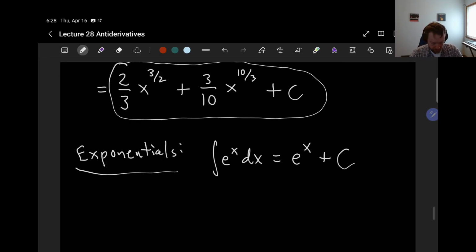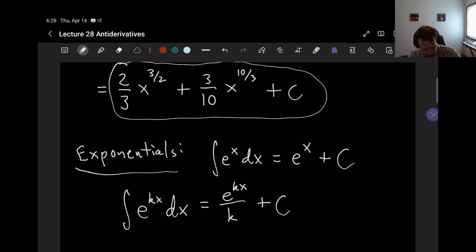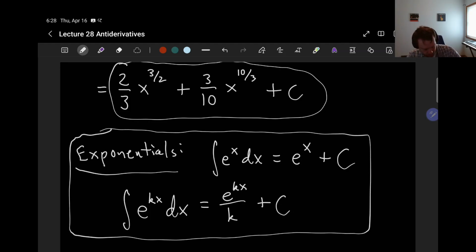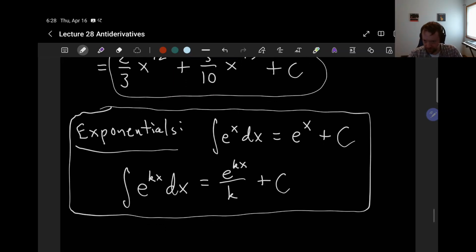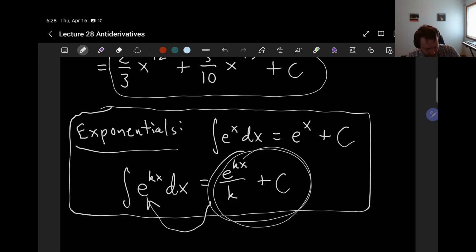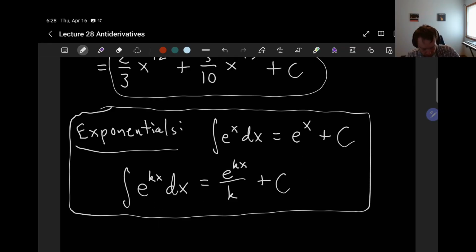Now it gets slightly more complicated if I have some number times x here. In that case, the antiderivative is same thing back, but then you divide by that number k. If you don't believe me, you can check my work by taking the derivative of this, and you should get back e to the kx. You would use chain rule for that.